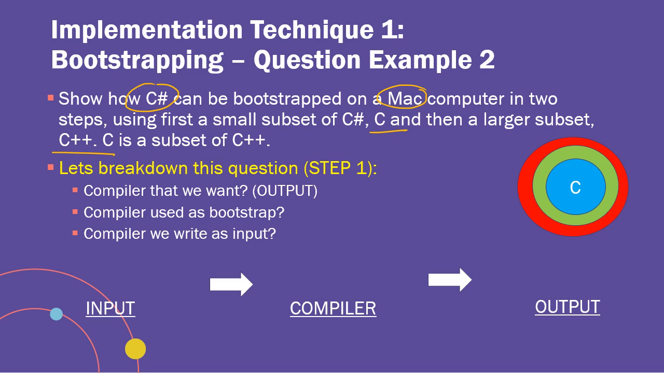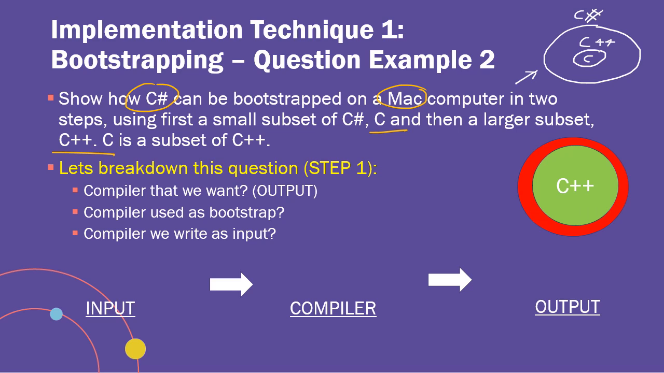A good idea to visualize the progression of bootstrap is to draw this circle. So we have a big circle, and the final compiler that we want from this bootstrapping exercise is C#. We will be using 2 compilers. The one that is the smallest or the earliest compiler is C, and the one in the middle is C++. So draw this diagram so that it is easier for us to visualize. So from the question, we extract that C is the earliest compiler created for Mac machine. So in the first step, we need to produce C++ compiler using C as a bootstrap. So we want to produce C++ using C.